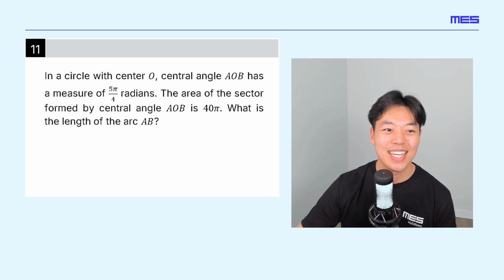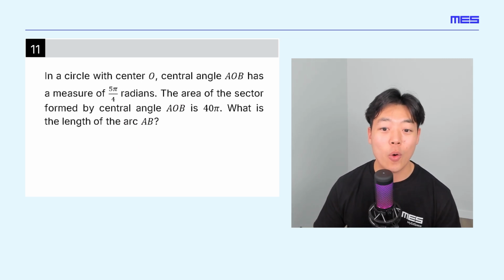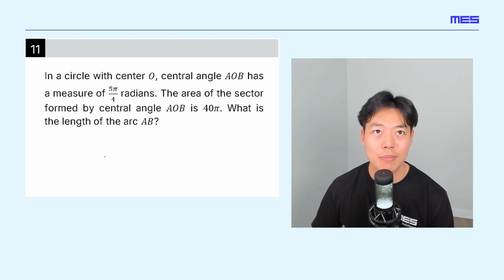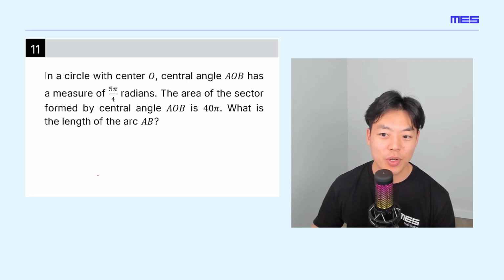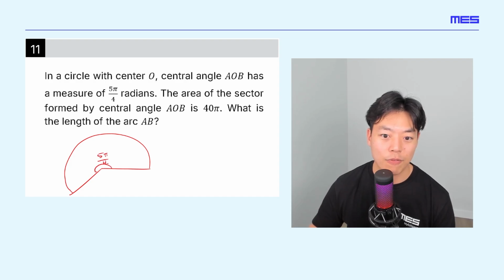Very nice. Now 11. In a circle with center O, central angle AOB has a measure of 5 pi over 4 radians. So 5 pi over 4 is actually a pretty wide central angle. 5 pi over 4 would be something like this. And there is our angle. This is 5 pi over 4. And the area of this sector formed by central angle AOB is 40 pi.